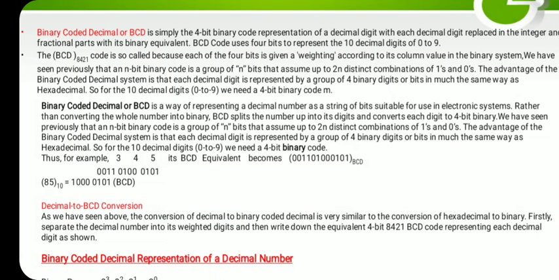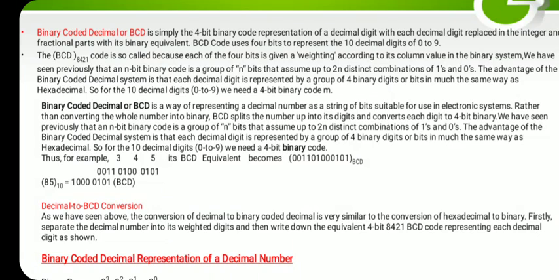Now this BCD code is actually a representation of any decimal digit. A single decimal digit is replaced by a 4-bit binary code, meaning a 4-bit binary number. We have already seen that a binary number is a weighted code. So here also, when we say that a BCD number is a 4-bit code, what will be the column-wise weight of each position? If we start from the LSB to the MSB, there are 4 bits.